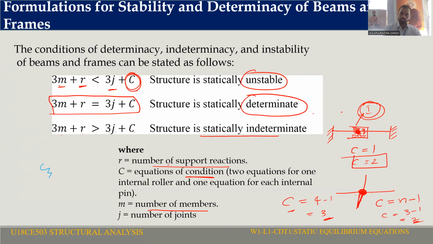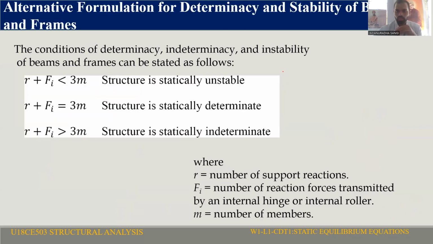The condition for the static determinacy of the structure: if the structure is determinate, then it has to follow 3m plus r equal to 3j plus c. If it is indeterminate, 3m plus r should be greater than 3j plus c. If it is unstable, it has to follow the opposite relation, 3m plus r less than 3j plus c. If this satisfies for the given structure, then the structure is called unstable. Okay, so this is one of the formulations for the stability and indeterminacy of beams and frames. This is applicable for beams and frames. An alternative formulation is also there. You can go through it.